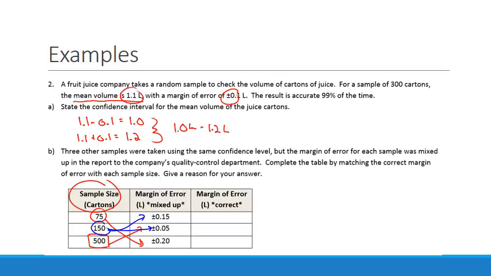So now I'll write the correct ones out. So 500 we said should have the smallest, which is plus or minus 0.05. 75 should have the largest, which is 0.2. And then the 150 should have the middle one, which is 0.15. So that is how margin of error and sample size are related.